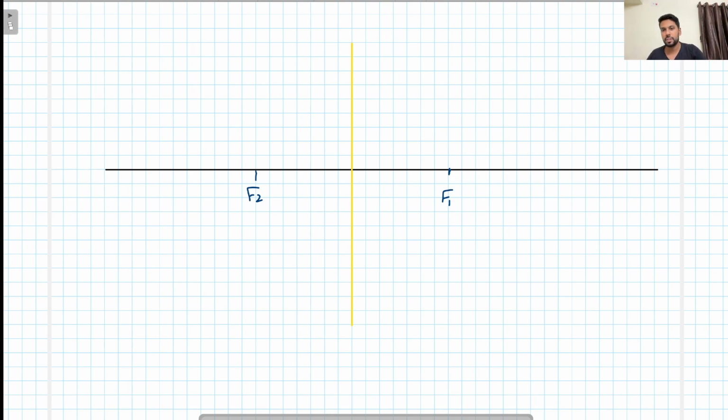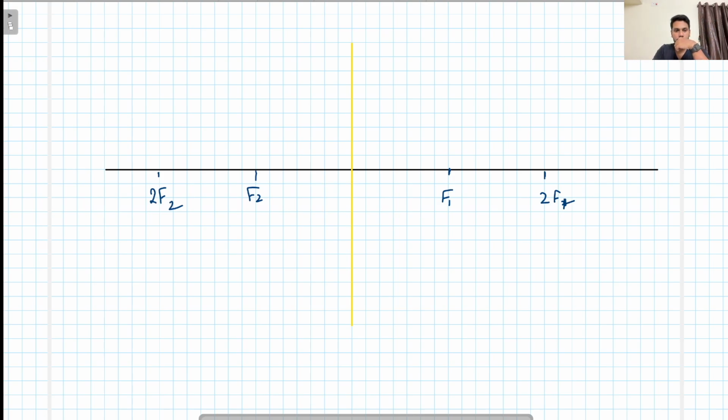1 2 3 4 5 6 7. This is my 2F2, and sorry, 2F1, this is my behind. 1 2 3 4 5 6 7. This is my 2F2. Okay, I have made the points. The lens I am just showing with the help of a straight line.